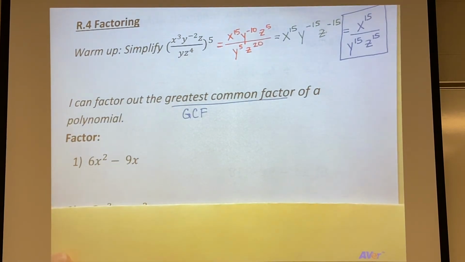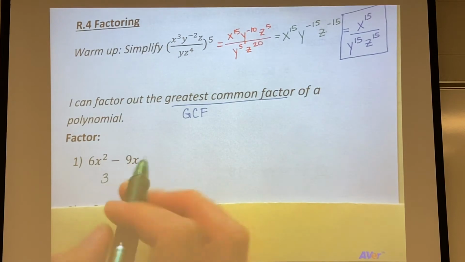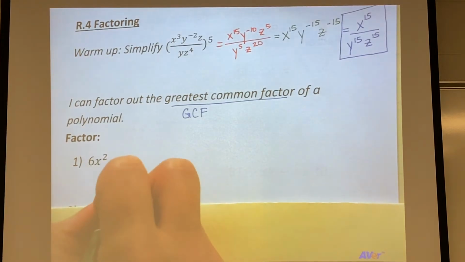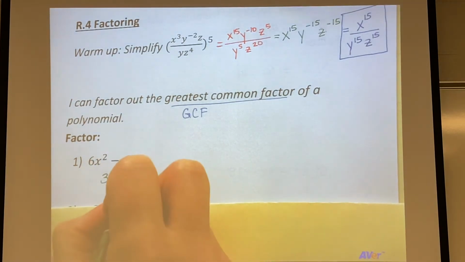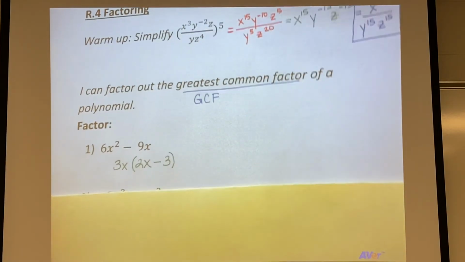So if you look at the 6 and the 9, you can see that they are both divisible by 3. So 3 is part of the GCF, and we could divide that out. And then both of these have an x. So 3x would be our GCF. We'd put that on the outside, and then we would divide each term by 3x. So 6x squared divided by 3x, 6 divided by 3 is 2. X squared divided by x is x. Then we want to take 9x and divide it by 3x. So 9 divided by 3 is 3. X divided by x is 1. So we don't have to put that there. So 3x times 2x minus 3.